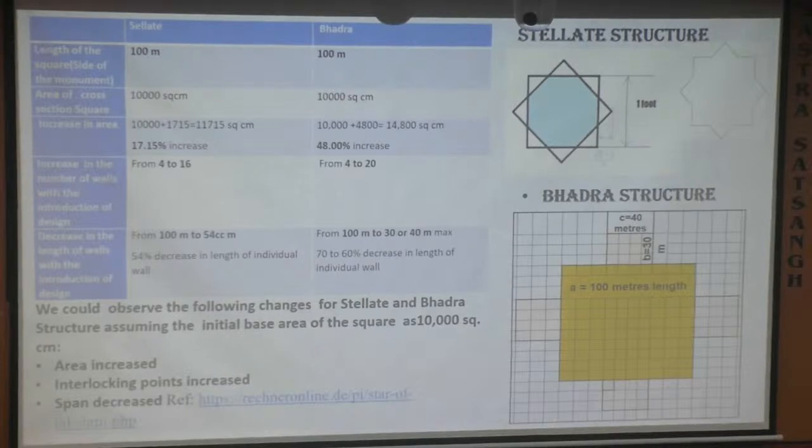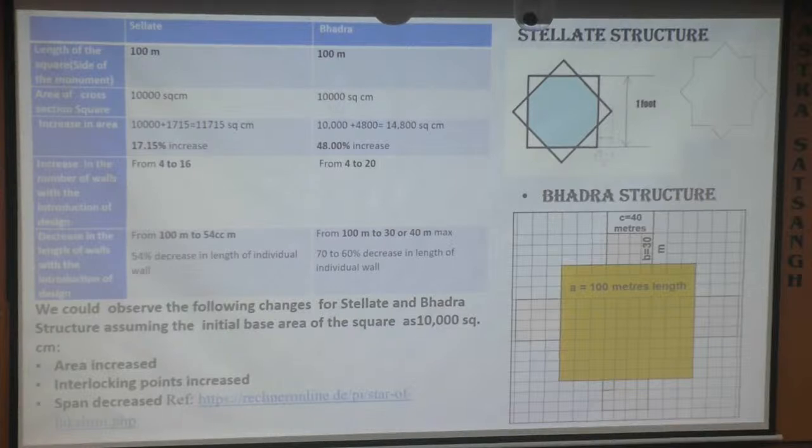So the increase in area of a stellate structure and Bhadra structure happens to be around 17.15 and 48% for this measurement. And then when we talk about the increase in the number of walls, because if it is a straight wall, it can easily fall, whereas when it is a zigzag wall, it can hold on. So the wall which is just 4 walls for a square, here from the 4 walls, it becomes 16 walls.